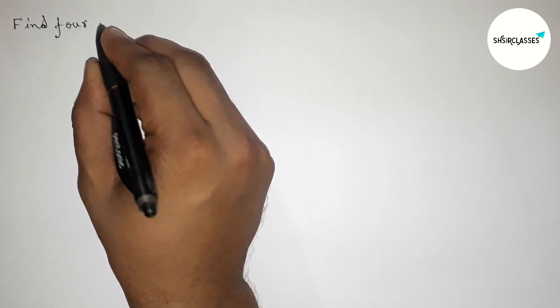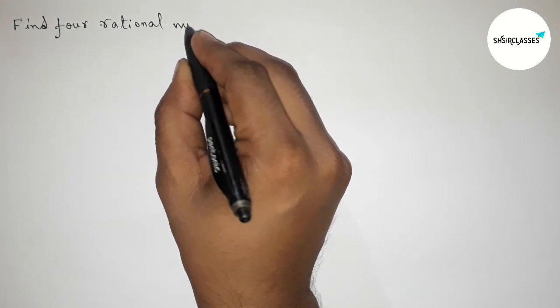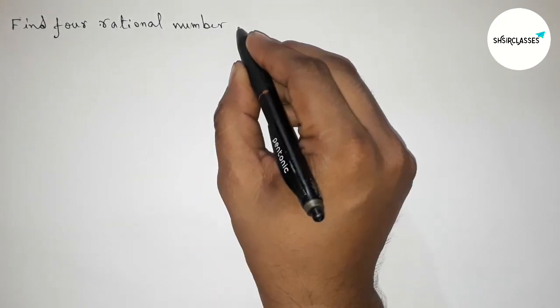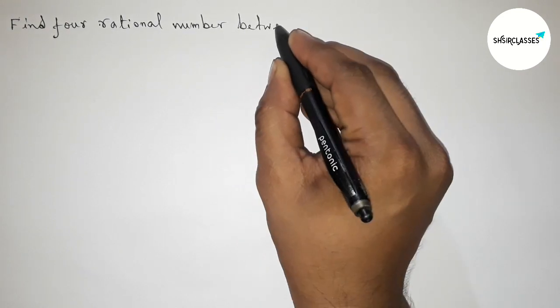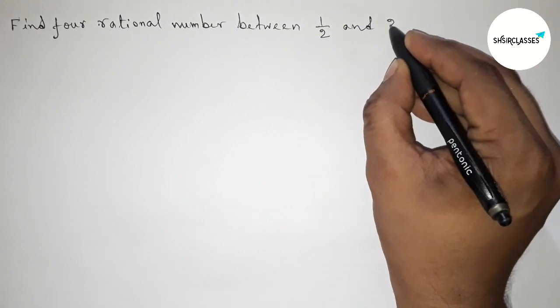Today in this video we have to find 4 rational numbers between 1 by 2 and 2 by 5 in an easy way. So please watch the video till the end. So let's start the video.